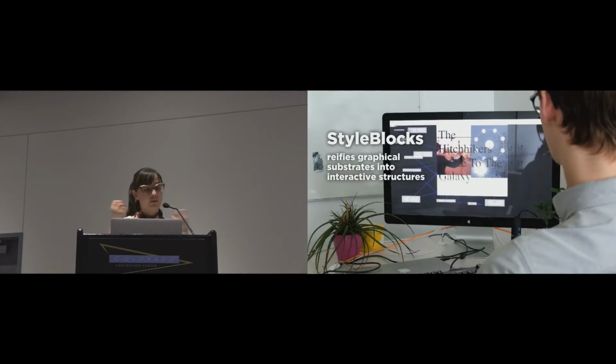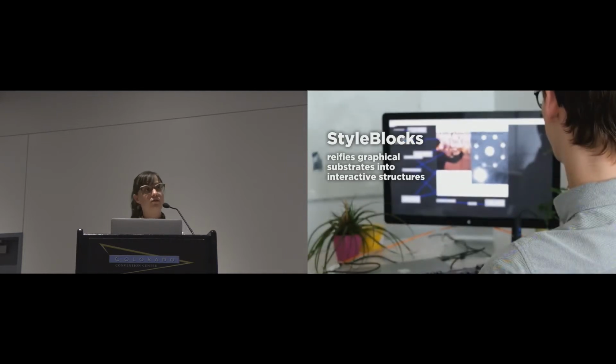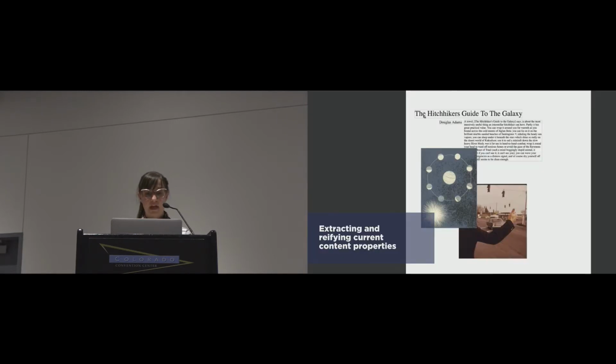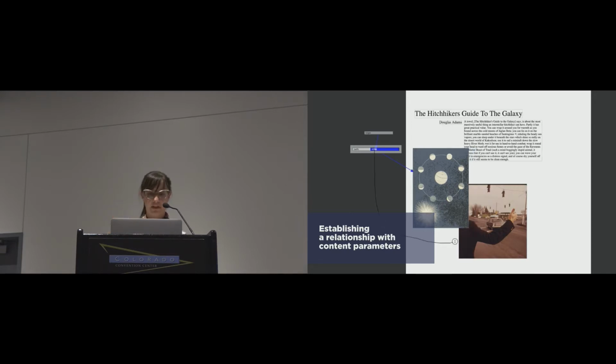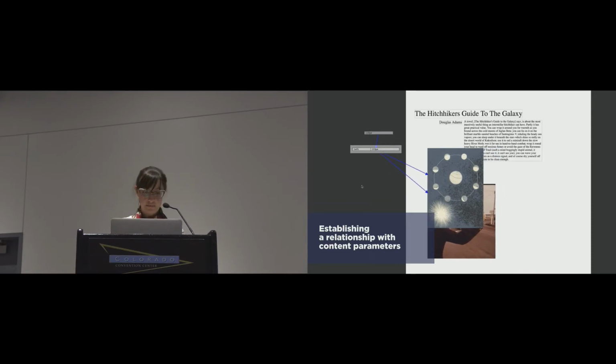Based on those findings that we got from the designers, we created StyleBlocks that fully reifies graphical substrates into interactive structures using CSS properties. And the idea is that designer can directly extract the content, so it works bottom-up and also top-down. What we mean by bottom-up is here the designer is extracting the feature and then extracting the number from the title, and then applying this number to the position of the other images.